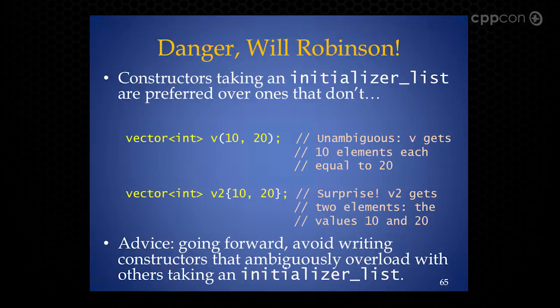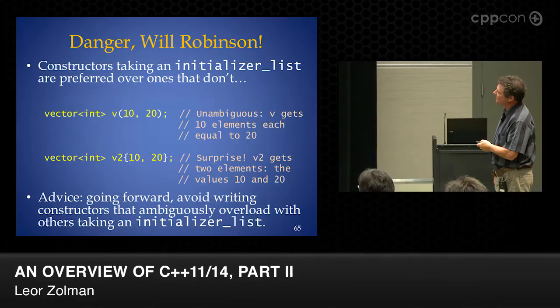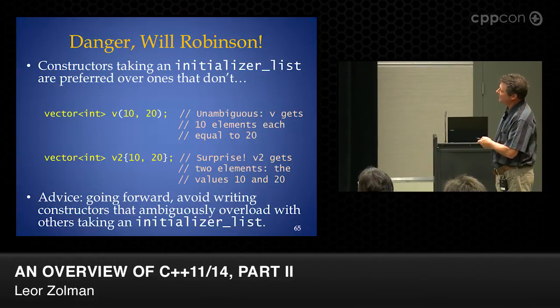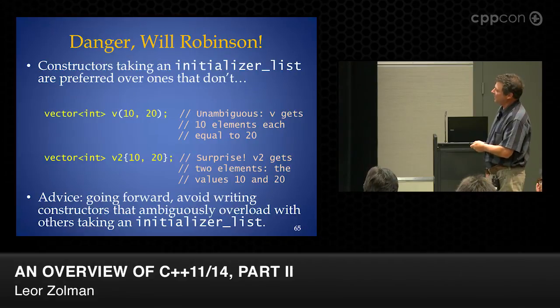Constructors taking an initializer list are preferred over ones that don't. Again, a lot of this stuff that is the danger is stuff Scott talked about this morning, so this should look familiar. Vector has a constructor that takes 2 values, 10 elements, each equal to 20 here. And if you make the mistake of putting that in braces, the compiler will see this as an initializer list of 2 elements, which might not be what you intend.